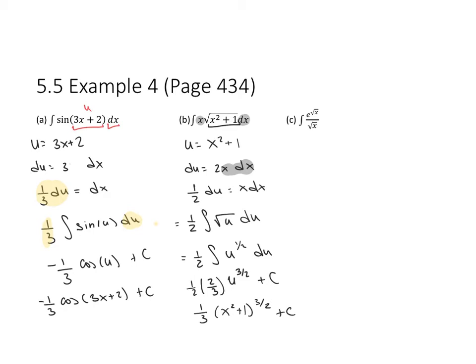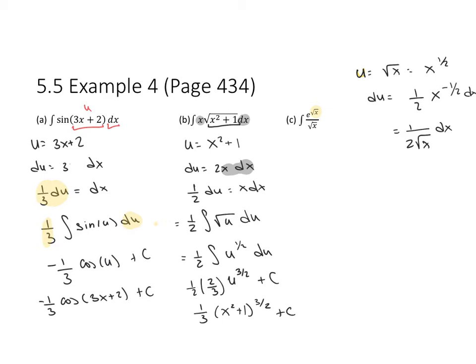Now for this one, we need to see what's the most complicated piece. And I'm also thinking, if I take the derivative of what, do I get the other? So my u is actually going to be this up here, the square root of x. And let's talk about why. So if my u is square root of x, that's x to the 1/2, then my du is 1/2 x to the negative 1/2 dx, or 1/2 times 1 over the square root of x dx.